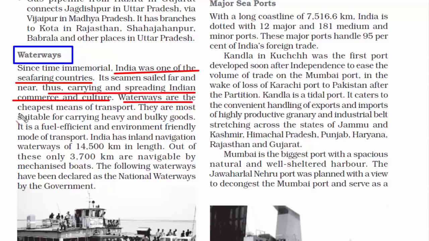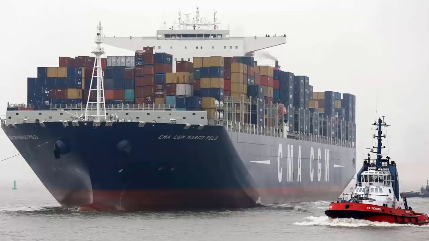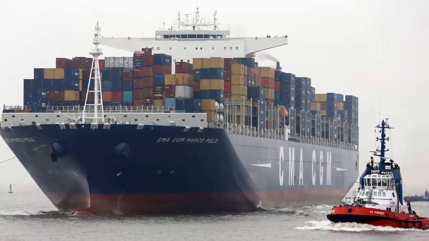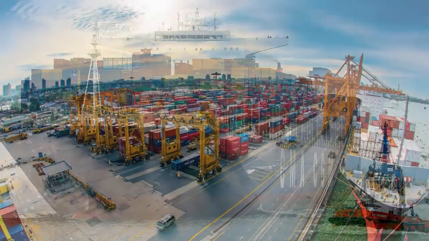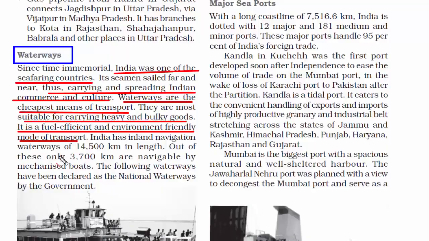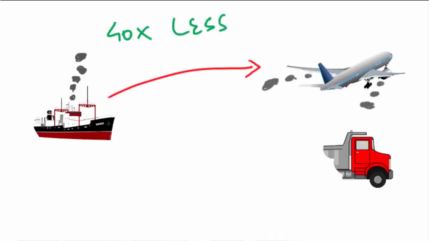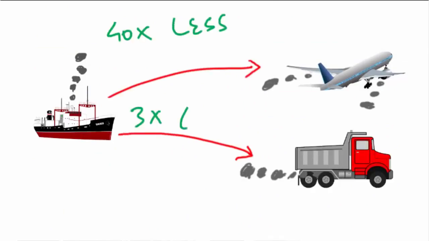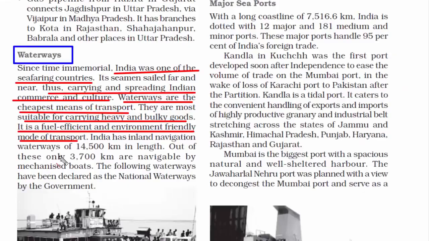Now waterways are the cheapest means of transport, and they are most suitable for carrying heavy and bulky goods. It is a fuel efficient and environment friendly mode of transport. There is an estimation that container ships emit roughly 40 times less carbon dioxide than large goods aircraft, and of course 3 times less than large trucks. So ships are energy efficient. However, the shipping industry faces its own fair share of problems, with large amounts of polluting fuels being pumped into the seas by container ships.